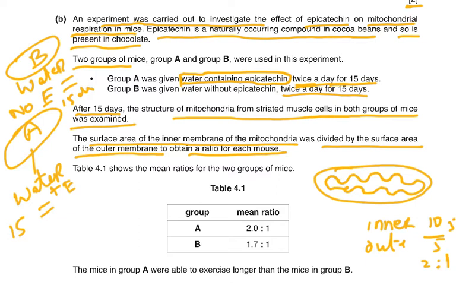Always give yourself an example to explain this to yourself. So 10 ratio 5 would mean 2 ratio 1. Table 4.1 shows the mean ratios for the 2 groups of mice. In A, the inner membrane was, sorry, 2.0 times the outer membrane, so 2.0 to 1, and this was 1.7 to 1.